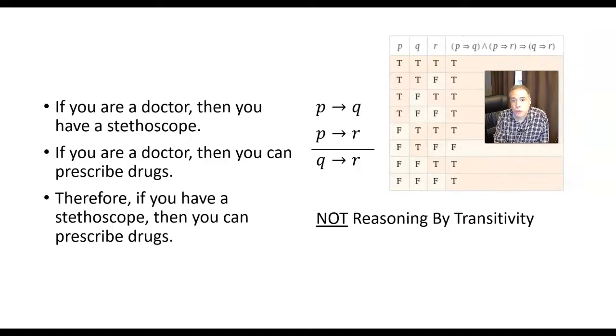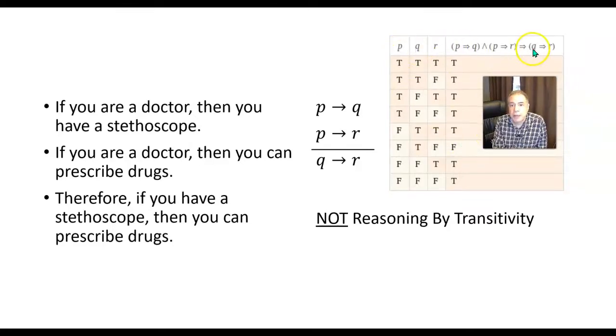If you want to look at a truth table, here's what it looks like. If we make a truth table of this argument, and you see there's a false in this last column, that means this is not a valid argument. There is a way that all the premises could be true, but the conclusion could be false. That happens when P is false, that is, you're not a doctor. Q is true, that is, you do have a stethoscope. And R is false, that is, you can't prescribe drugs.